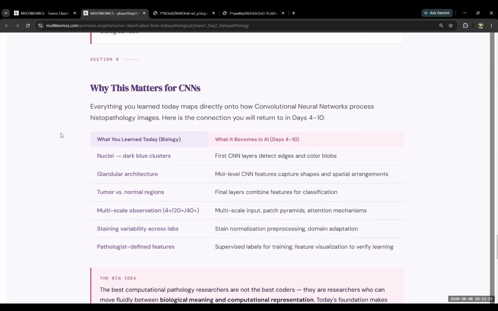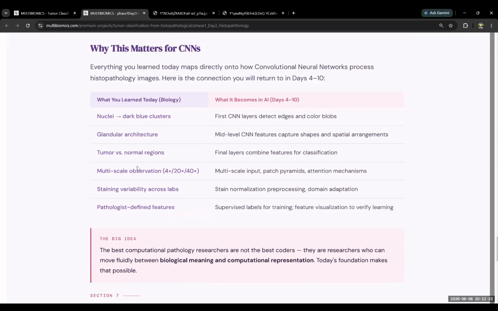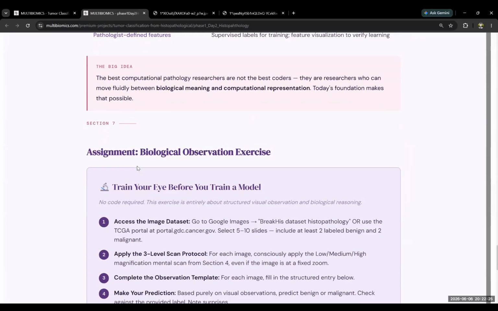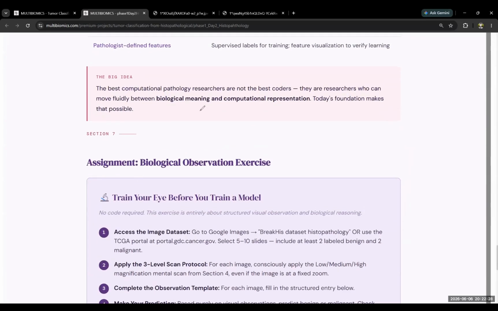So why does this matter for CNN? This is redundant, you can go through it. So what is the big idea? The big idea is that computational pathology researchers are not the best coders. Neither you nor I am the best coder, but we are researchers. We can move fluidly between biological meaning and computational representation. Now you understood? This will give you some confidence, right?